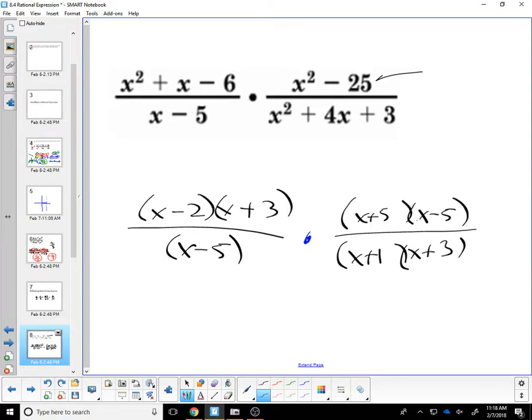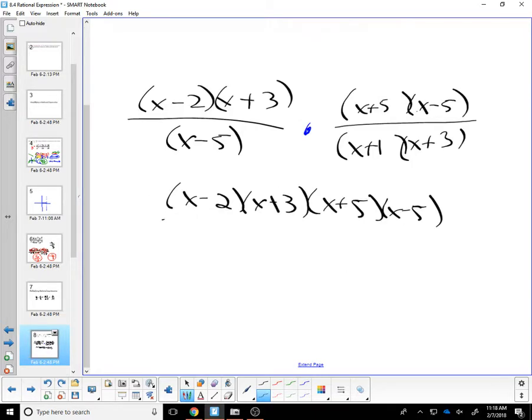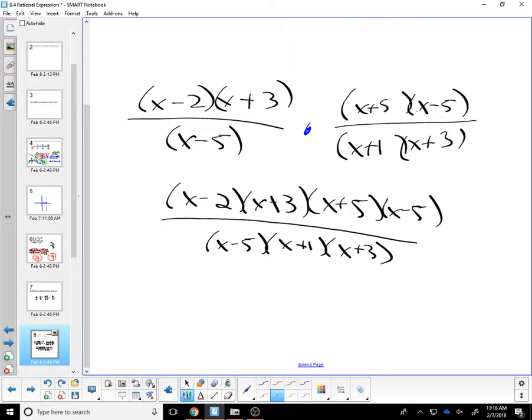Cool. Now, here's the beauty. This is multiplying two fractions. What do we do? Multiply straight across. So that means that everything that's on the top stays on the top, and everything on the bottom stays on the bottom.